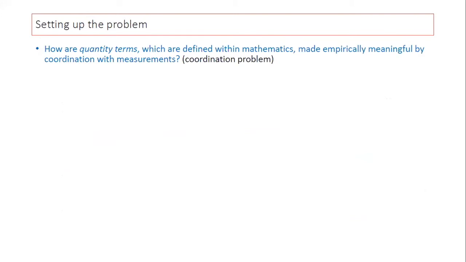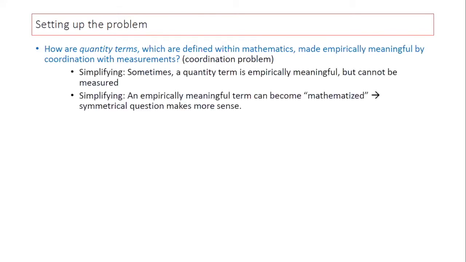Here is a different way of approaching the issue. It focuses on quantity terms like distance and time, velocity, and so on. And the question is, how are quantity terms, which are defined within mathematics, made empirically meaningful by coordination with measurements? This is, in the coordination debate, one way of putting the question. I think this is quite a good question.